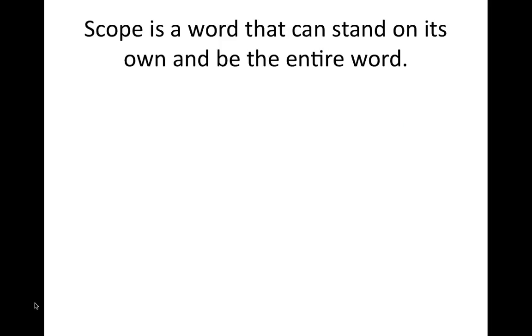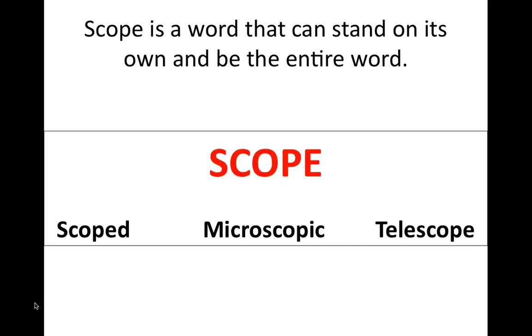Scope is a root that can stand on its own and is an entire word, but it can also be at the front of a word when we add the suffix ed at the end to form scoped, or it can be in the middle of the word when we add the prefix micro at the beginning and the suffix ic at the end to form the word microscopic.